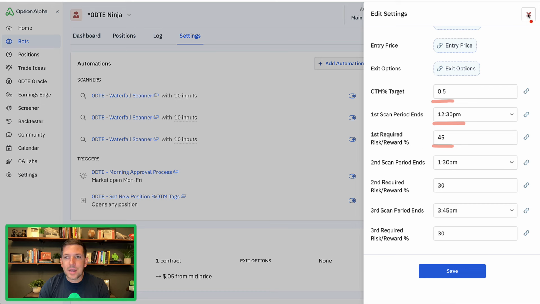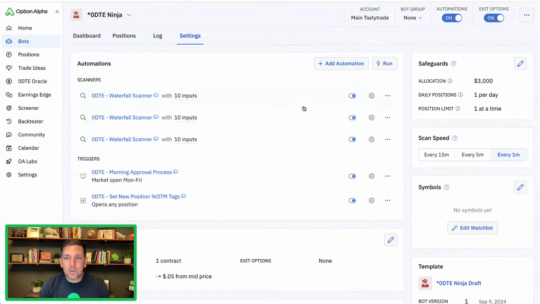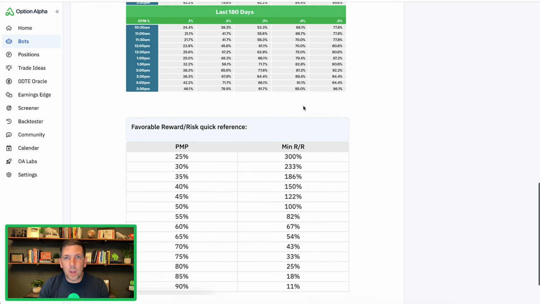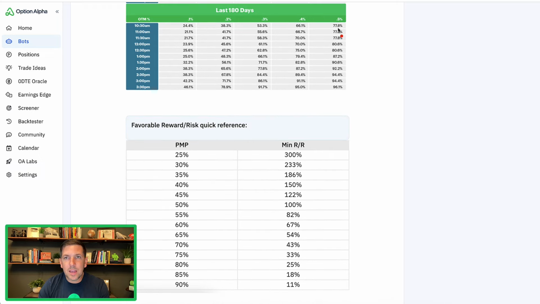Now, the reason that it's 45% is because I'm looking at 0.5% out of the money, and I'm looking at trades between 10:30 and 12:30, so this is telling me I need to collect enough premium to cover the risk of those potential trades and their probability of success. So if I go back down here, let me try to capture this in one good screenshot. I hope I can get it for you. There we go. All right, so 0.5%, that's the out of the money range I'm looking at from 10:30 to 12:30.